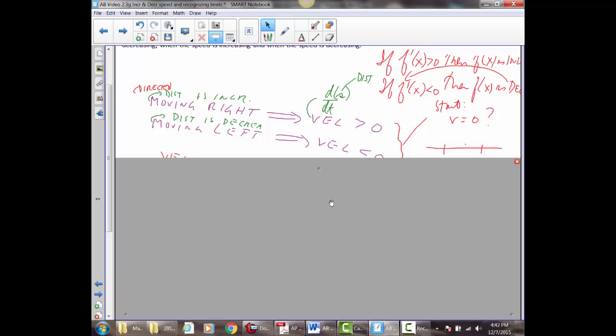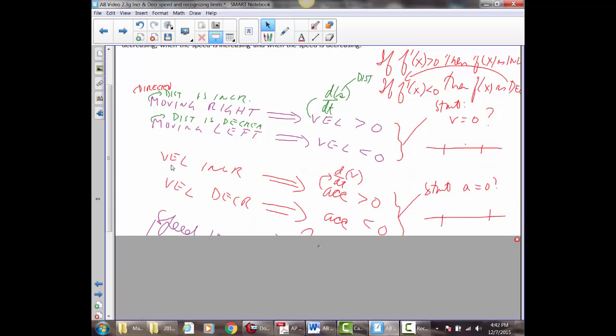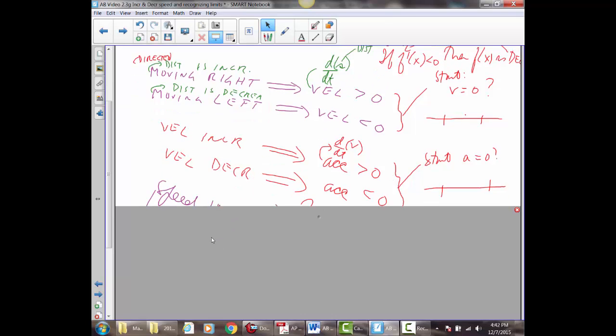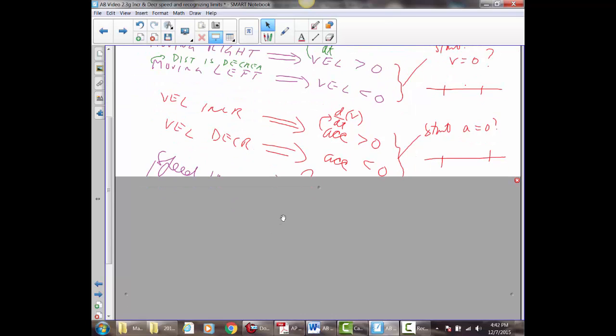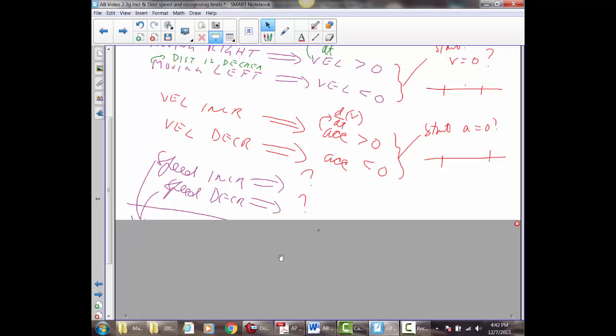Okay, so we know that we know the velocity is increasing when its derivative, which is the acceleration, is positive, and the velocity is decreasing when the acceleration is negative. The question is, how do you determine when the speed is increasing or decreasing?